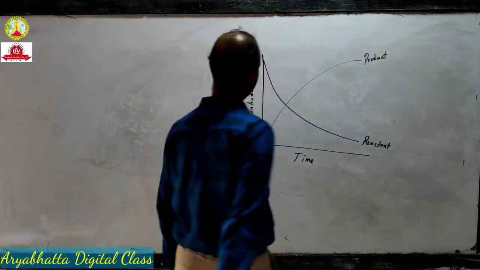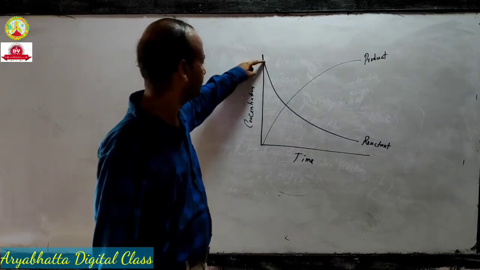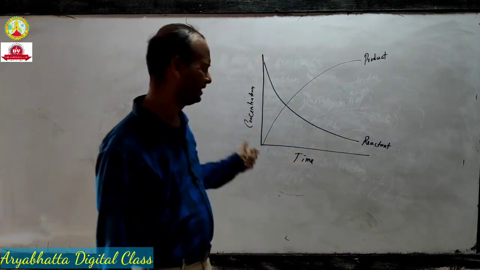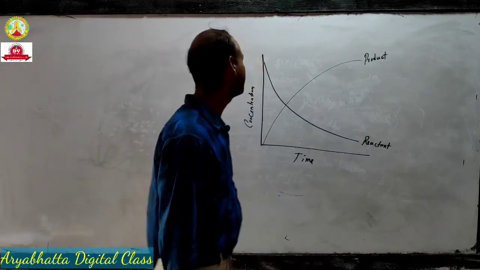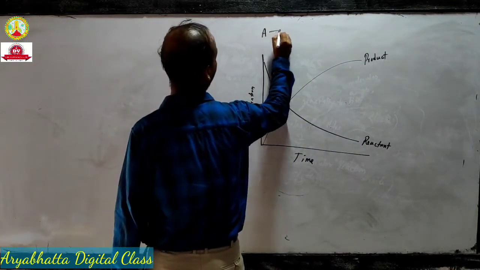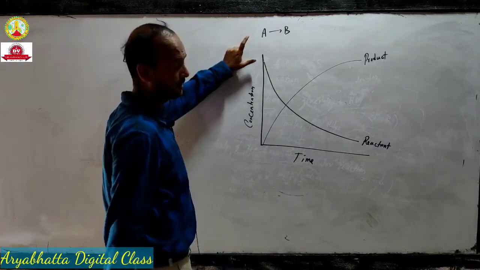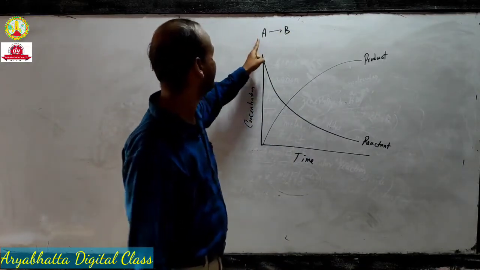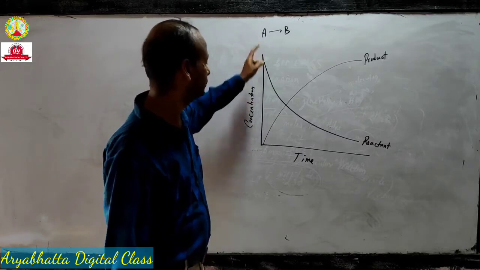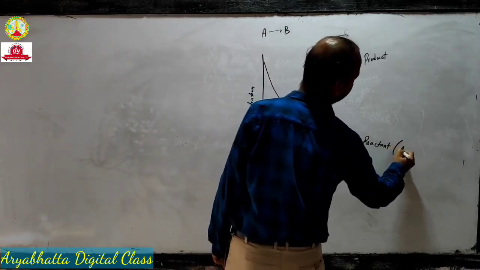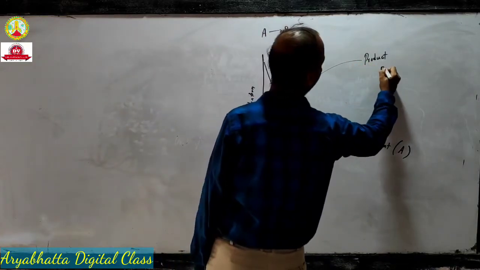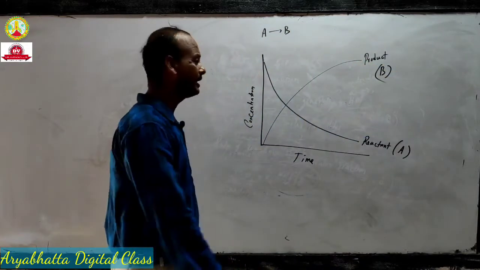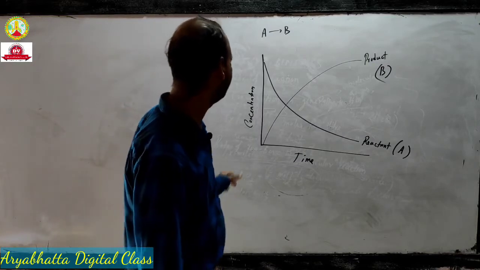As the reaction progresses, the concentration of reactant decreases, and the concentration of product increases. Suppose this is the reaction A converting to B. If you want to plot the variation of concentration of A, it will come here, because A is the reactant. B will go here. Now I am going to do a problem related to this graph.